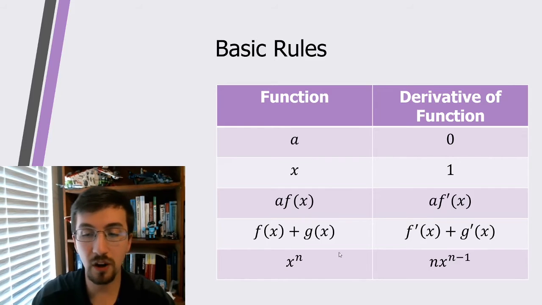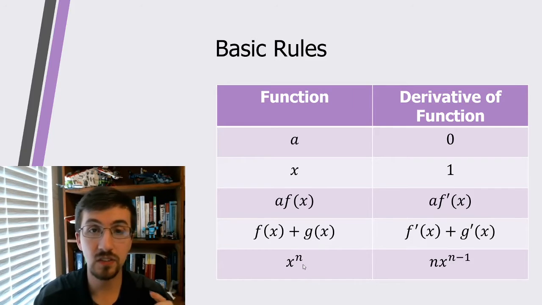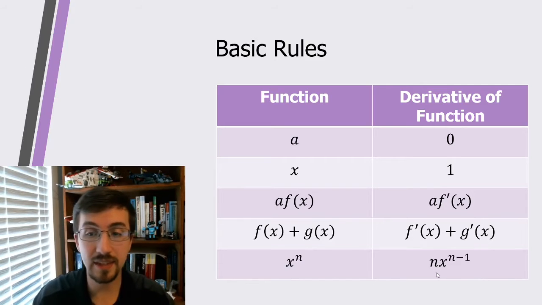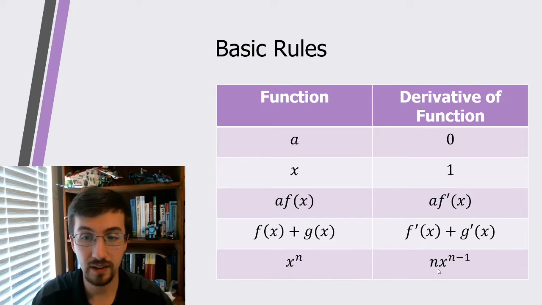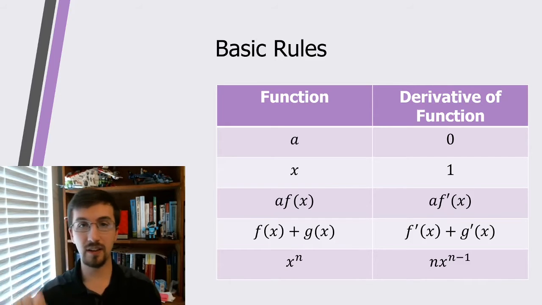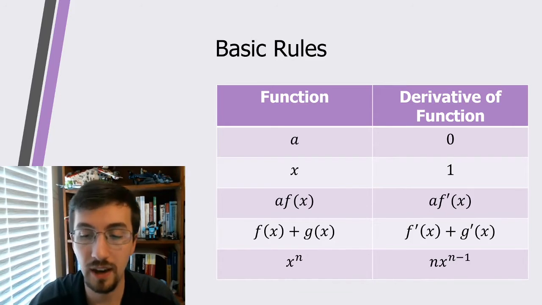Then this last one, we often call it the power rule. This is a really important one, very critical to know. The derivative of x raised to the power of n is n times x to the n minus 1. Right? So you bring the exponent down, and lower the exponent by 1.